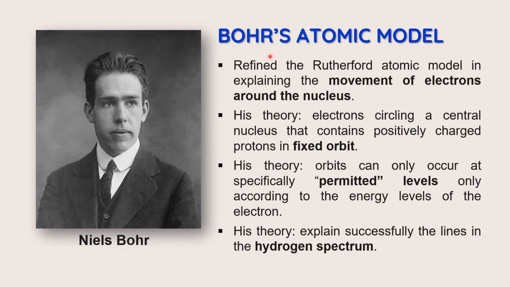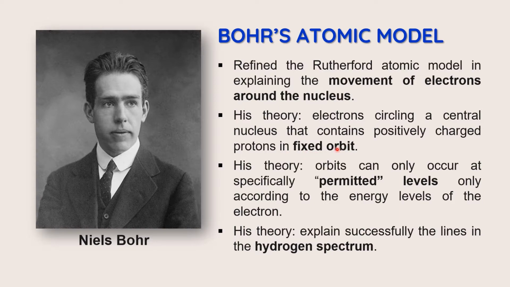Bohr's atomic model, proposed by Niels Bohr in 1913, refined the Rutherford atomic model in explaining the movement of electrons around the nucleus. Previously, we discussed the weakness of the Rutherford atomic model, whereby Rutherford could not explain more on the movement of electrons around the nucleus.